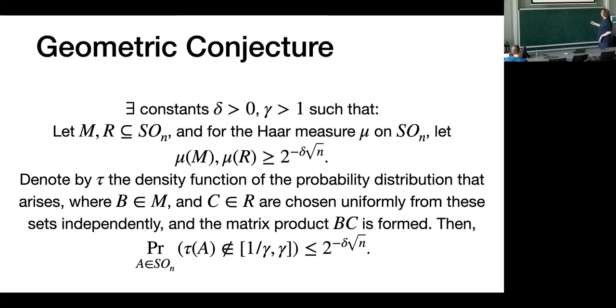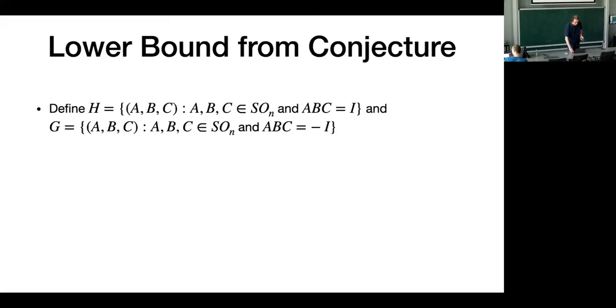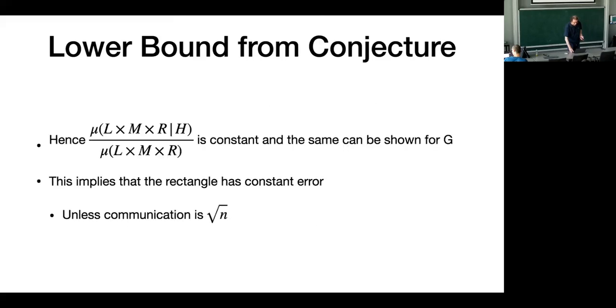And the conjecture is that most inputs have a density that is constant, which is another way of saying that, up to an exponentially small subset of the orthogonal group, this distribution is close to uniform. So you take two moderately random subsets and you form the matrix product of two random elements, and you get something that is very close to uniform. That's the conjecture. Unfortunately, I cannot prove this. You get the lower bound from this conjecture relatively easily.